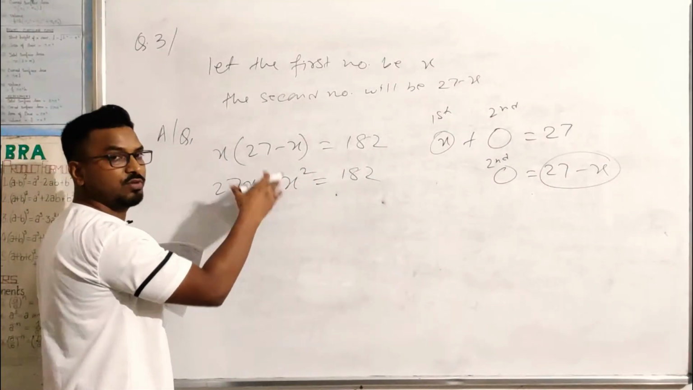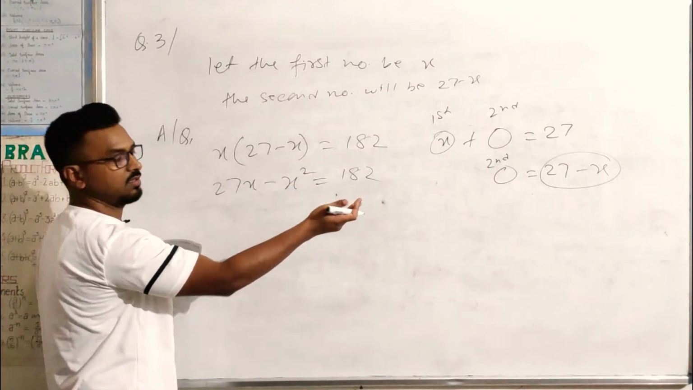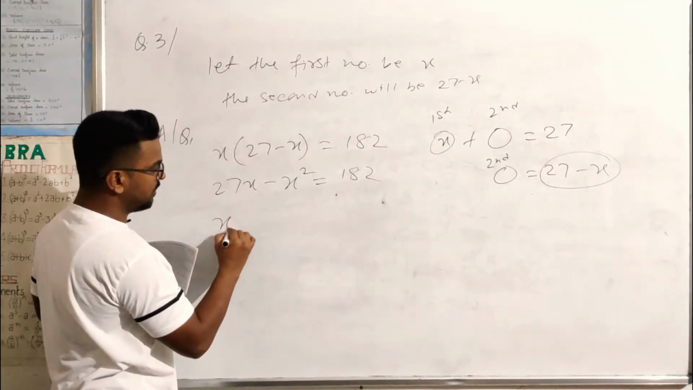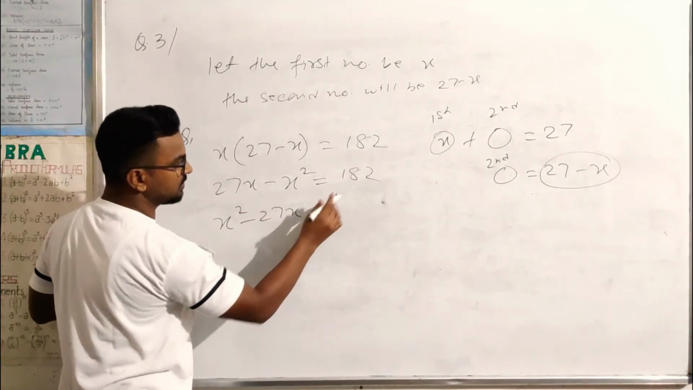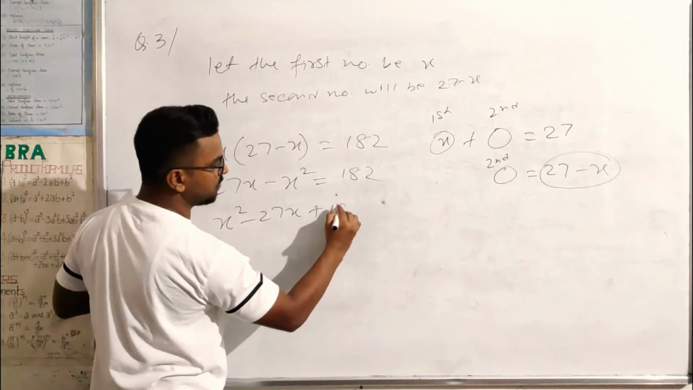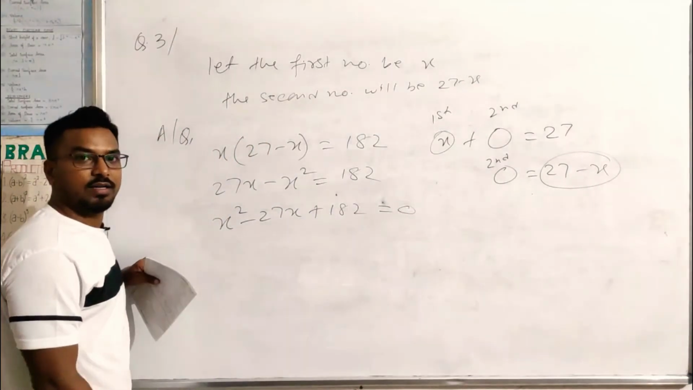So if you take this term to the other side, because minus x square is here, it is better we take it to the other side. So if you take it to the other side, it will be x square, and this plus sign will become minus 27x, and this is already plus, so plus 182, and the left hand side it will be 0, so we'll put it in the right hand side.